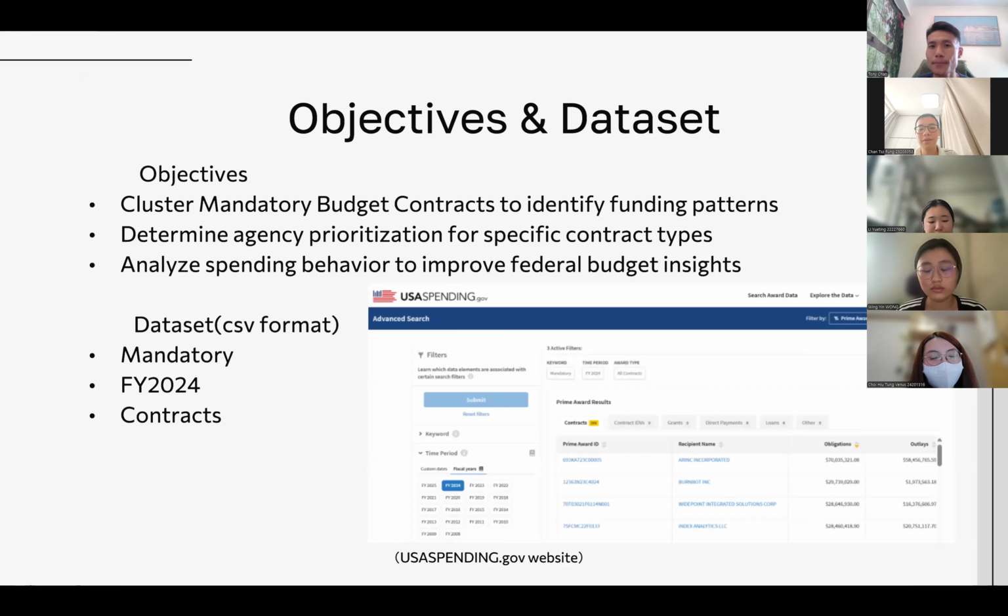So let's start with talking about the objectives. There are 3 main goals: to improve government budget management by using clustering methods to identify funding patterns, understand agency priorities, and analyze spending behavior to improve decision making. The dataset was collected in CSV format from the USAspending.gov website and filtered for mandatory contracts from 2024.